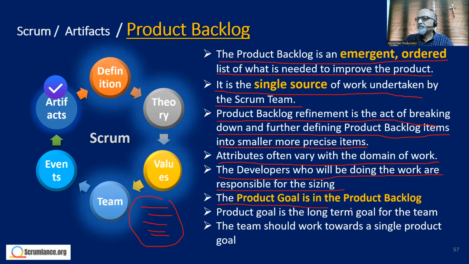The product goal is in the product backlog, and the product goal is the long-term goal for the team. The team should work towards a single product goal. We cannot have multiple product goals. It is one single product backlog, one single product goal, and one single product owner. So that's how it is done.